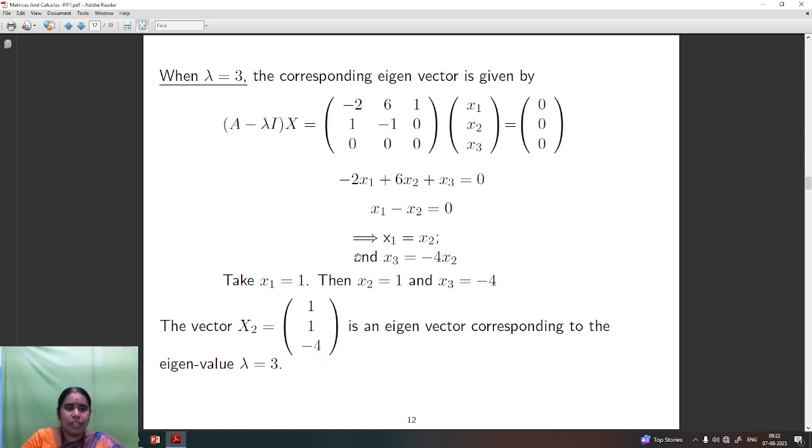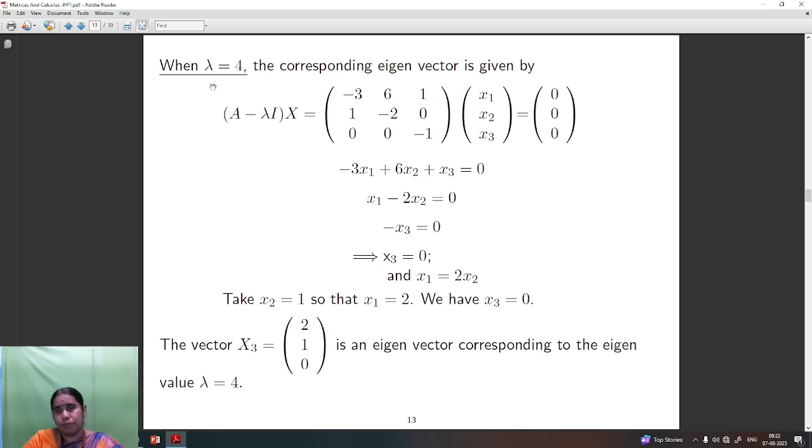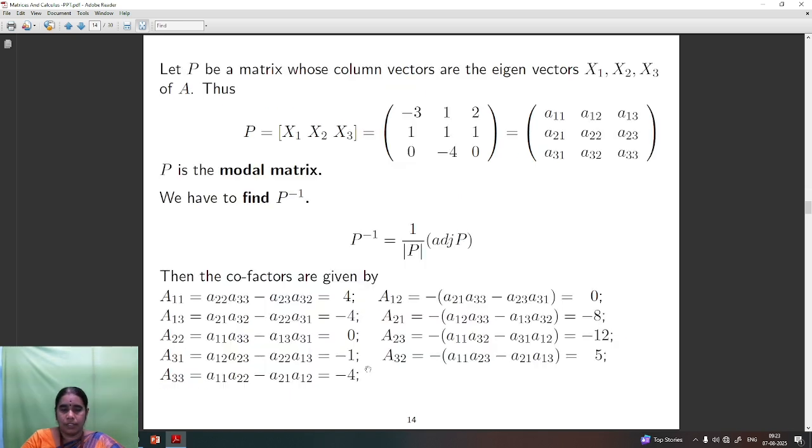In the same way, we have to calculate for lambda equal to 4. For lambda equal to 4, the eigenvector is calculated from A minus lambda into x equal to 0, in which we have three different equations. On solving these three equations, we have x1 equal to 2, x2 equal to 1 and x3 equal to 0. Thus, the eigenvector corresponding to lambda equal to 4 is given by 2, 1, 0.